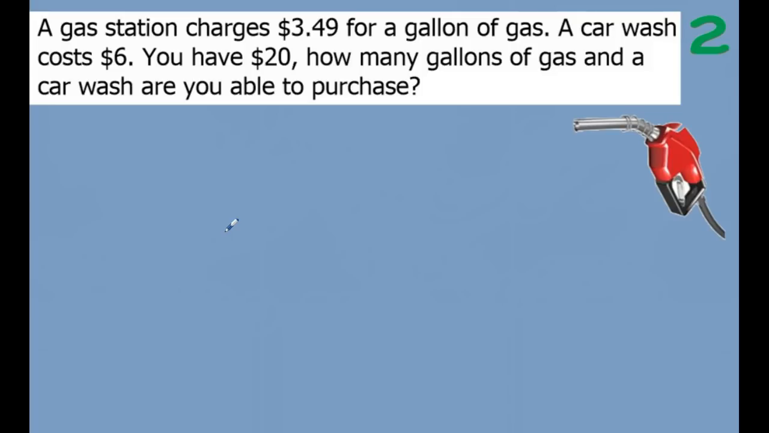Alright, so we know that $3.49 is what our gallon of gas costs. Now this is $3.49 per gallon. We don't know how many gallons we have, so we need to put a variable there. 3.49x. We're also getting a car wash, so we need to add that on. So we need to add our car wash on for $6.